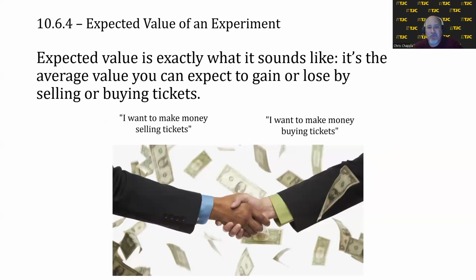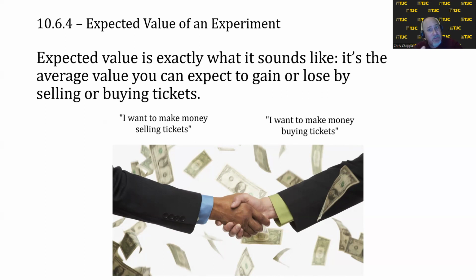For example, the person on the left represents the charity. I want to make money selling tickets. The person on the right represents the person playing. I want to make money buying tickets. Now, can the charity and everybody that buys tickets all make money? No, because the people that lose, the money that they lose is what the charity wins.